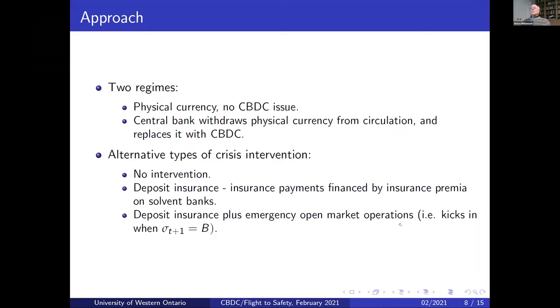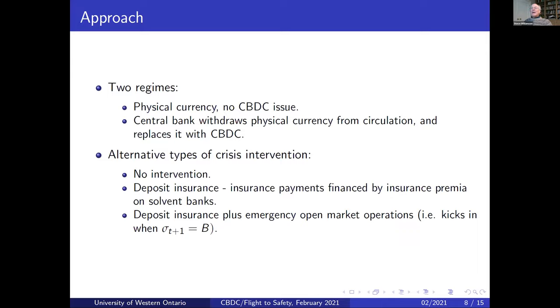Okay, so here's what we're going to do. We're going to do two regimes. The first one is going to look like the world we live in, more or less: physical currency and no digital currency issued. Then we'll suppose that the central bank withdraws the physical currency from circulation, replaces it with digital currency, and ask what happens. In each of those cases we're going to have six different cases here, I guess. I always do this, I don't know why. I end up with a bunch of cases to work through. People sometimes get bored thinking about these multiple things. Anyway, that's what happens here.